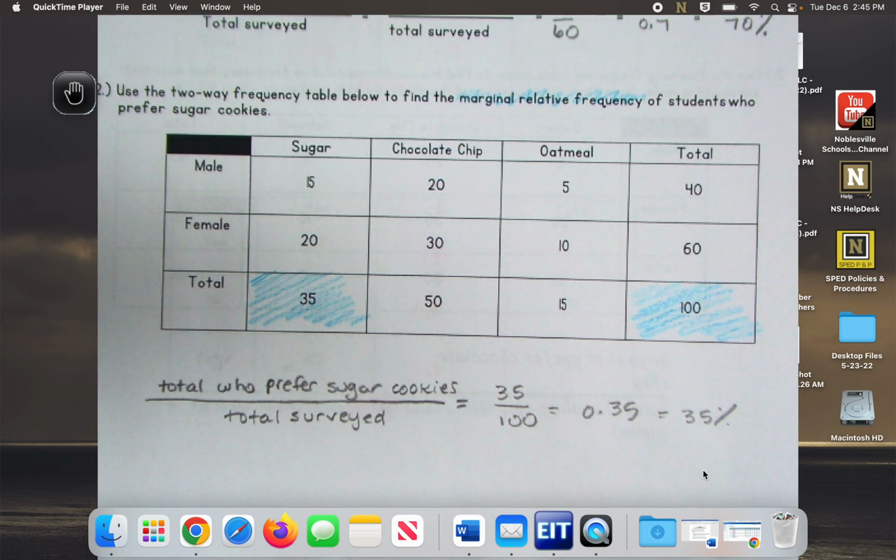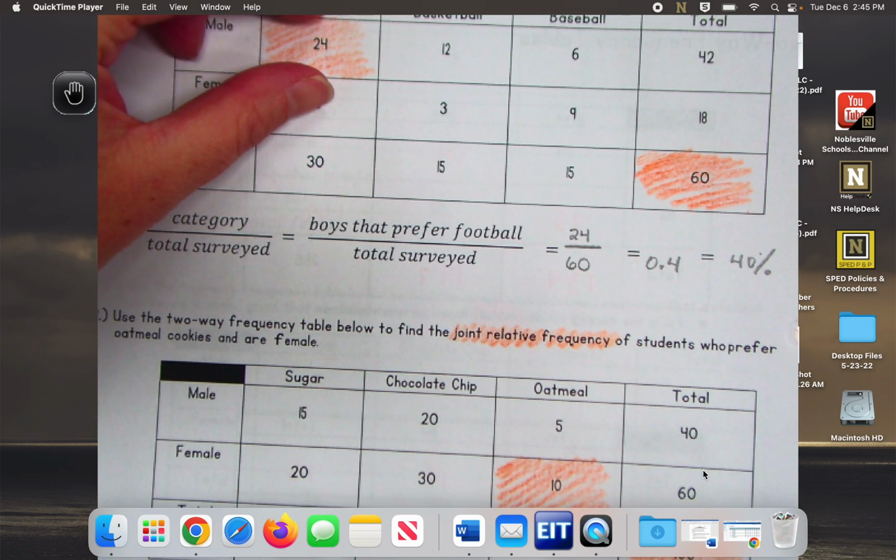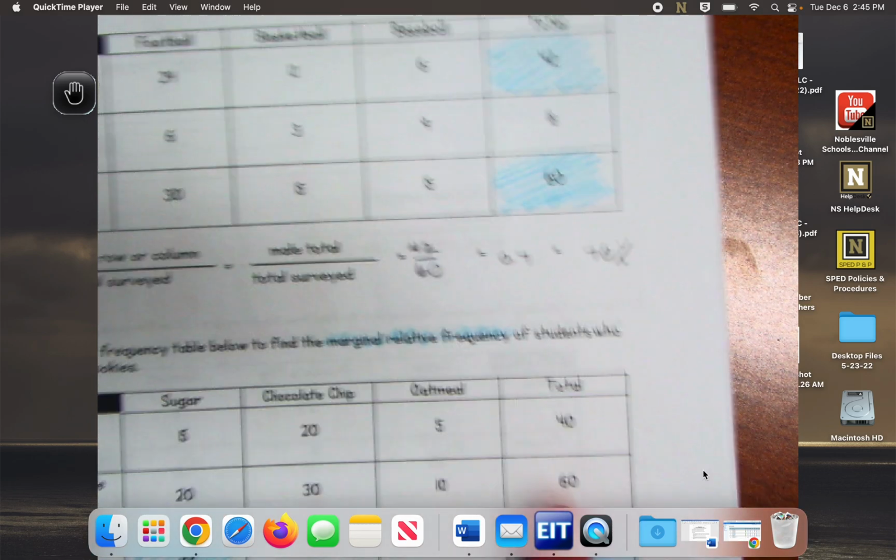What if I wanted to find out the marginal relative frequency of students who prefer oatmeal cookies? What would my fraction be? 15 over 100. How about marginal relative frequency of students who are female? 60 over 100, right? So again, this one is like one little section. This one is a total compared to the total.